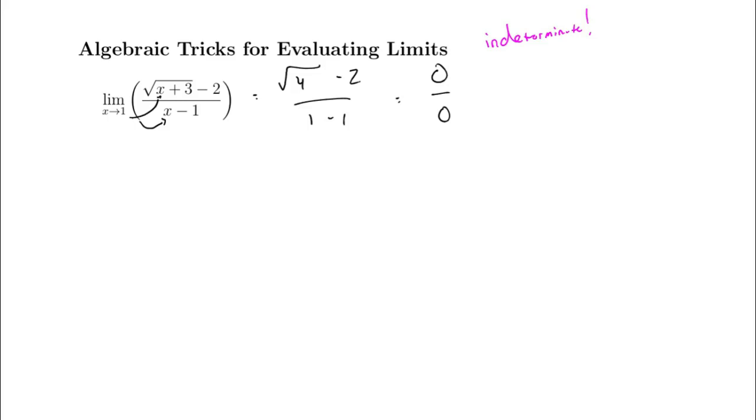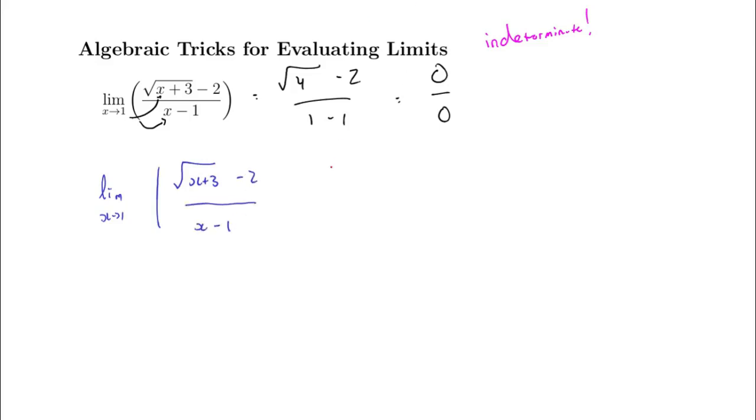Let's see. What we need to do is come up with a second function that is equivalent to this function everywhere except maybe at 1. And then we'll just retry the limit. So we're going to use an algebra trick here to do this. Just like we factored earlier, what we're going to do is use something called the conjugate. So we'll take a look at the limit as x approaches 1 of the square root of x plus 3 minus 2 over x minus 1.